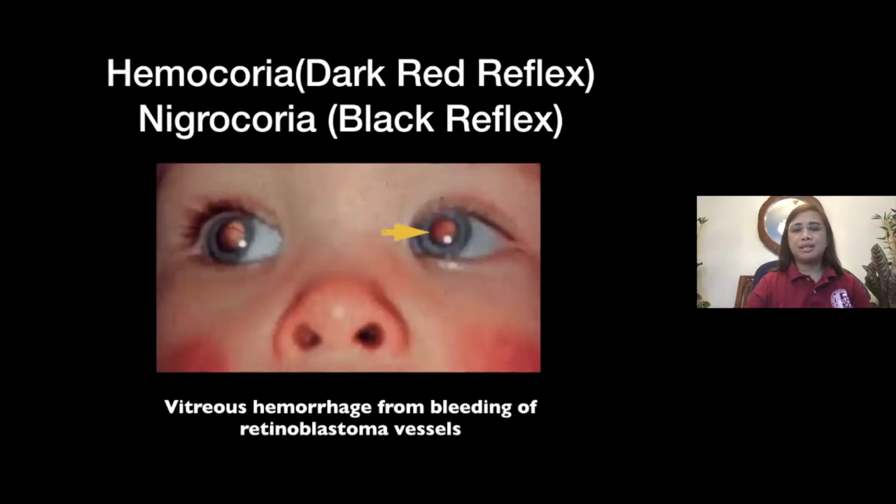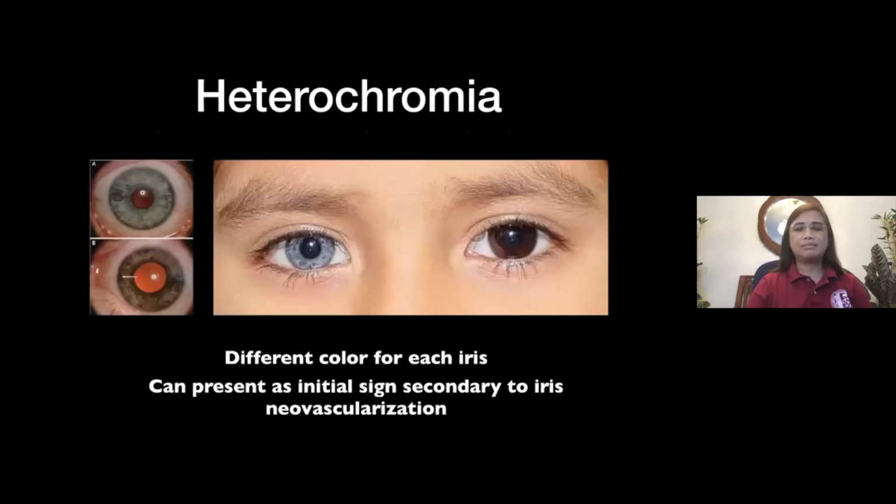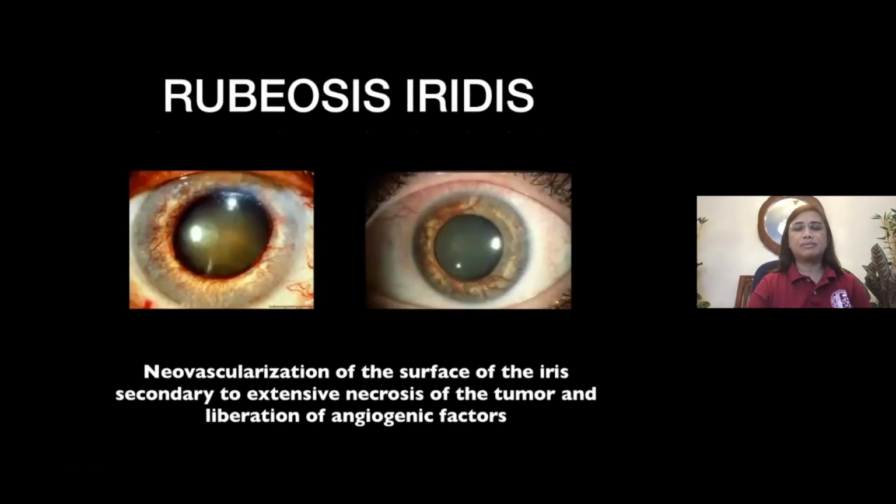Hemocoria or the dark red reflex and nigrocoria or the black reflex can also be seen in patients with retinoblastoma. This is secondary to vitreous hemorrhage from bleeding of the retinoblastoma vessels. Heterochromia, or a different color for each iris, can present as an initial sign secondary to iris neovascularization. Rubeosis iridis can also be a presenting sign.